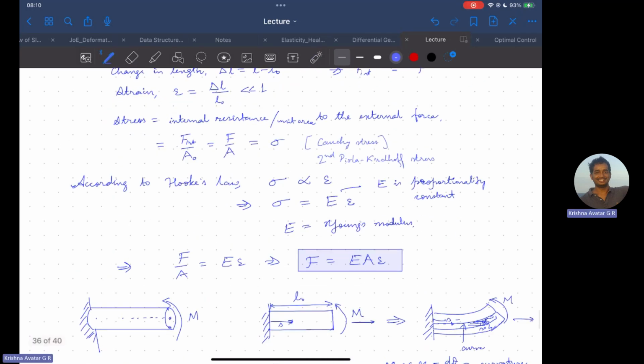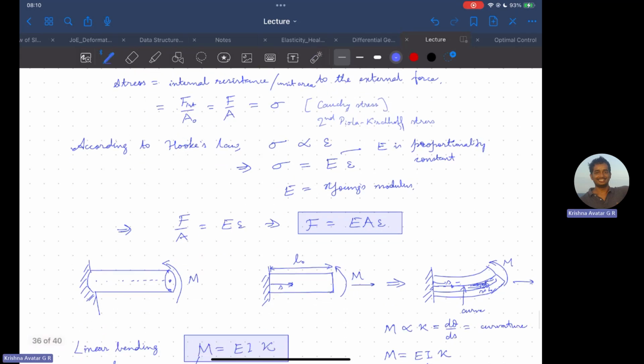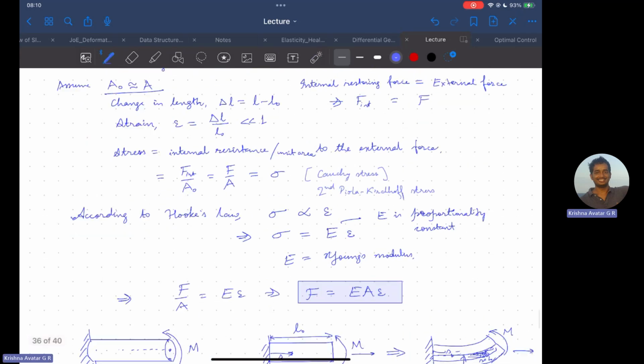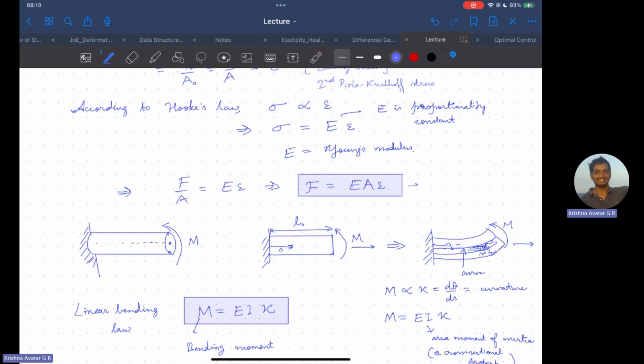Okay. Now, according to Hooke's law, sigma is proportional to epsilon, and the proportionality constant is E, which is also called Young's modulus. Then we substitute the expression for sigma in terms of F and A, and we have F over A is equal to E epsilon, and this implies that F is equal to EA epsilon. So this was Hooke's law for linear extension.